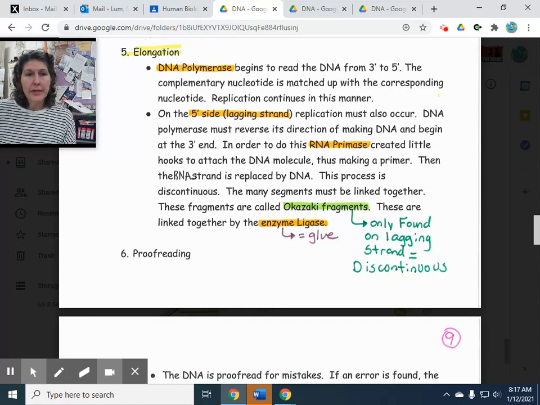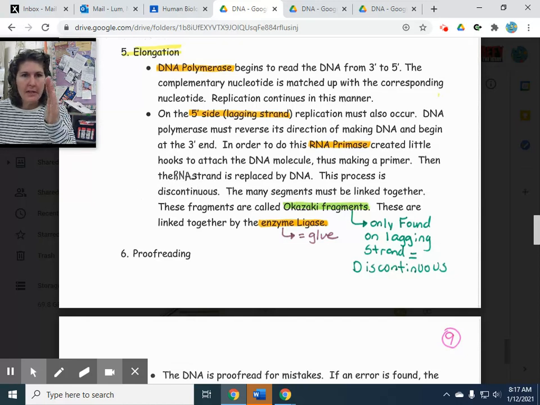Because my lagging strand is going to be a discontinuous formation. It's going to keep going and it gets to the end. It goes, oh, I got to go all the way back again because my replication fork is constantly opening up. I'm going to create something called Okazaki fragments, only on my lagging strand, only the one being made away from the replication fork. The other strand is continuous.